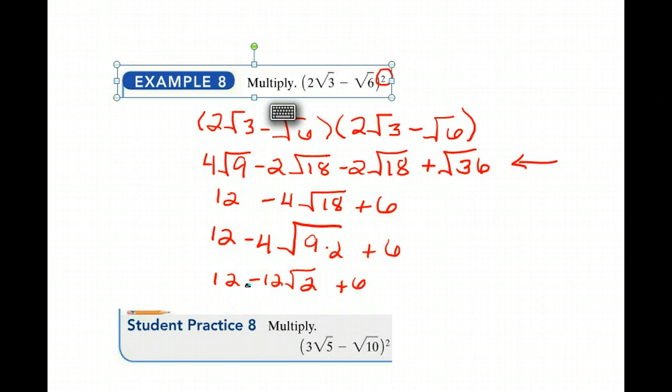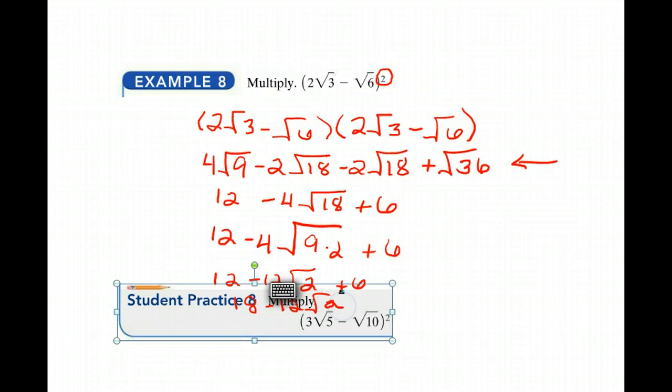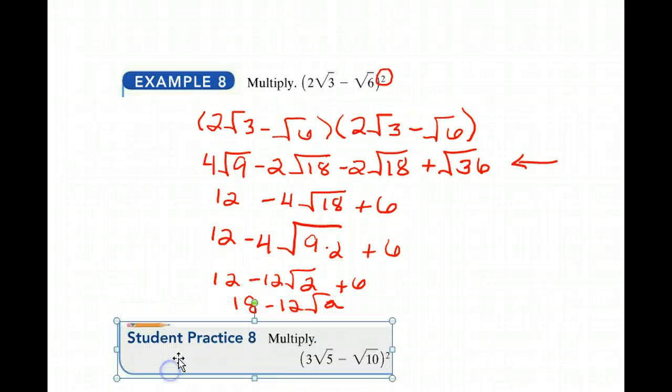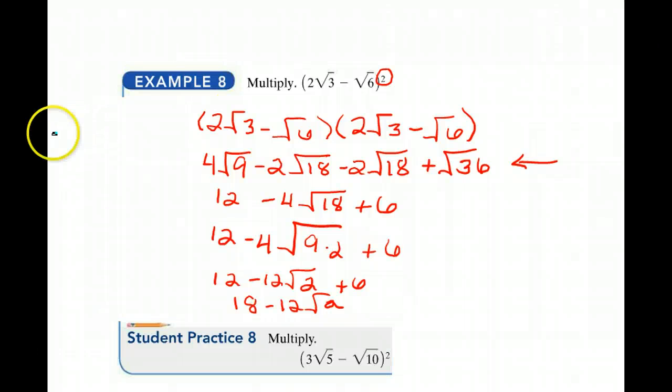And the last thing that we need to do here is add the 12 and the 6. We could have done that several steps back if you wanted. 12 plus 6 makes 18. It actually would have made sense to do it way back there, because then we wouldn't have had to keep writing it over and over. Okay, so our final answer is 18 minus 12 root 2.